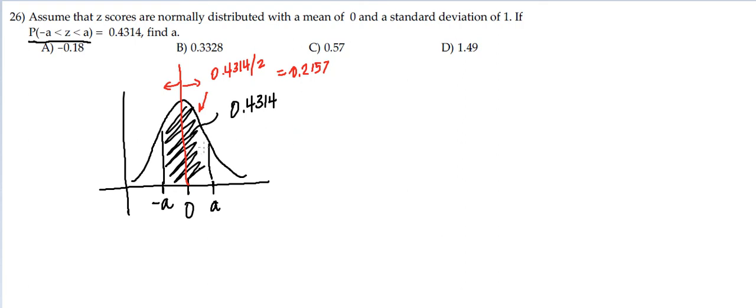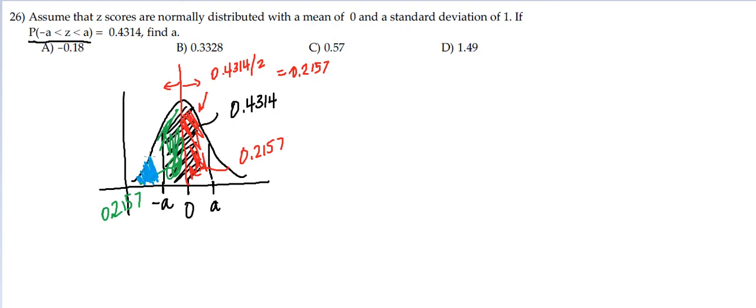So what we're saying here is that this little area here is 0.2157, and of course this same area over here, since it's fully symmetric, this side over here is also 0.2157. All right, so now what we're looking at here is how do we go find this? So if that's 0.2157, let's go find out what this area would be.